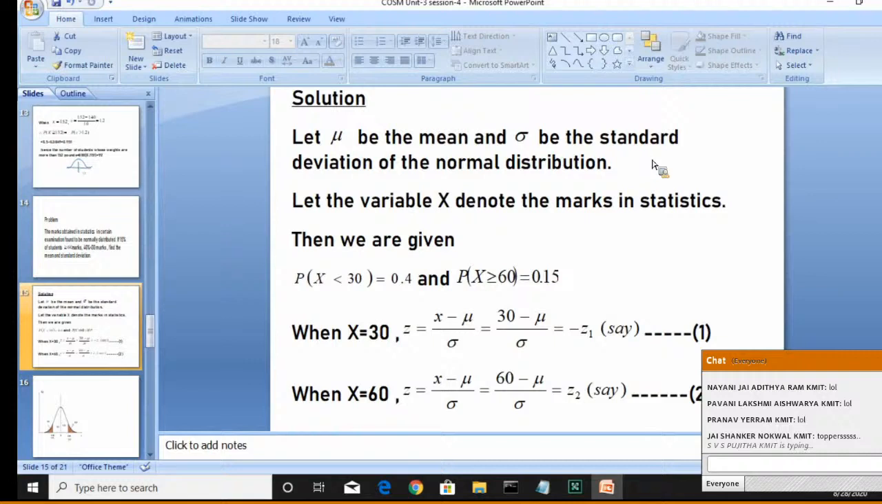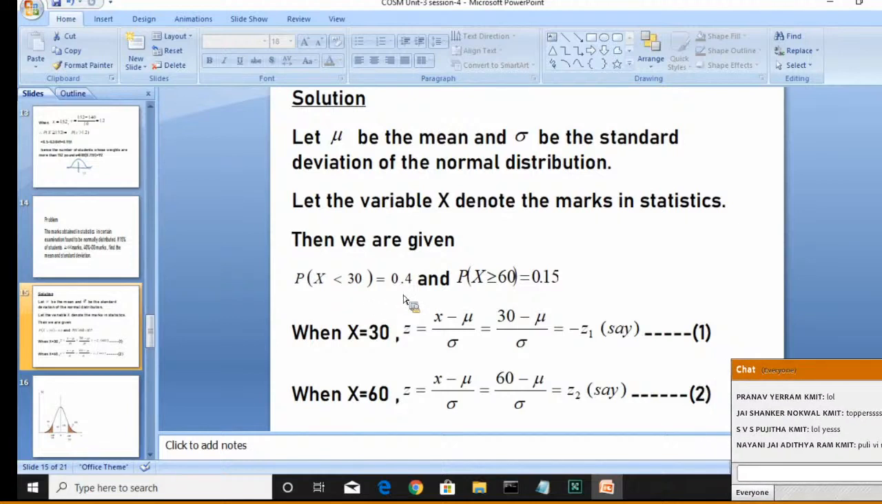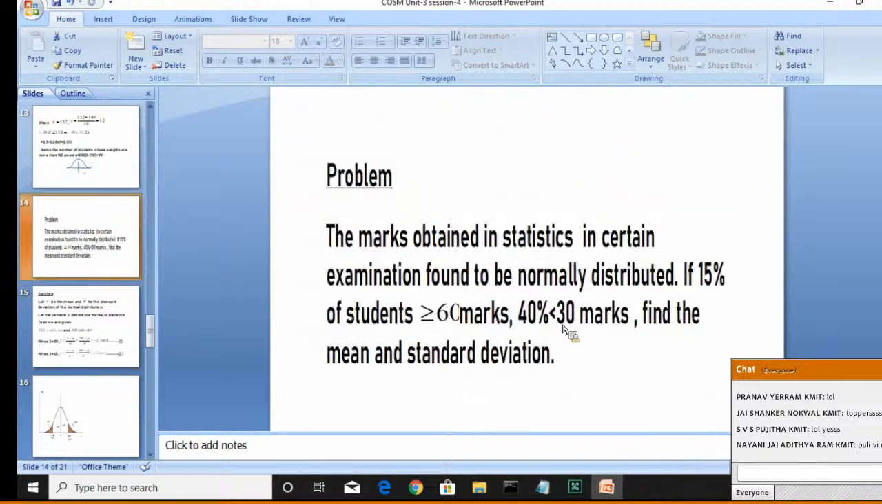Mu and sigma, the mean and standard deviation, are what they are asking us to find out. So we are assuming mu and sigma as unknowns. Now you see this part, and after that I will show the figure. X is less than 30 with probability 0.4, and x is greater than or equal to 60 with probability 0.15. You have copied the question, I am thinking. 40% is less than 30 and 15% is greater than or equal to 60.